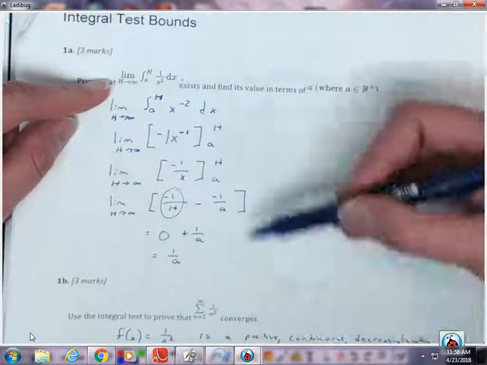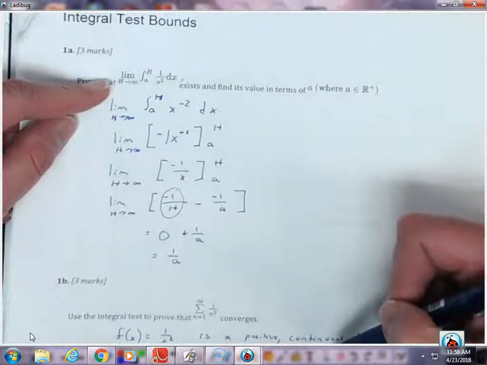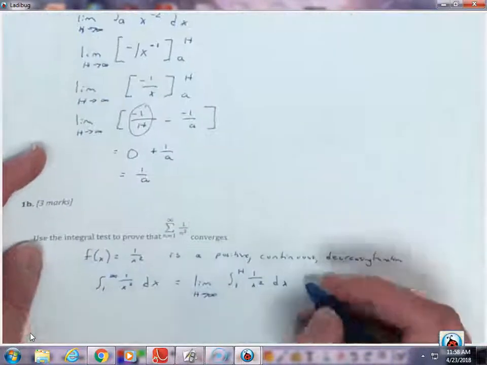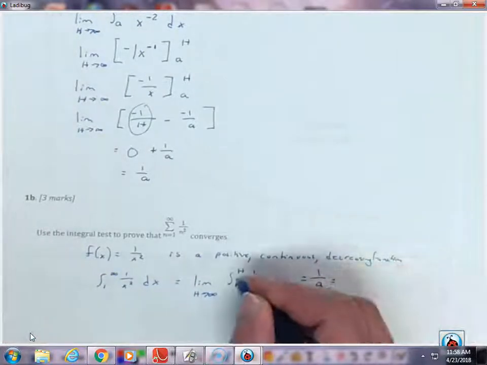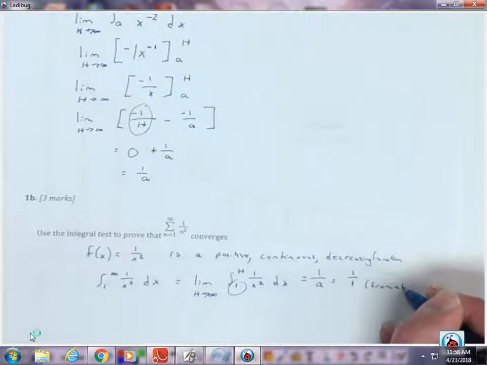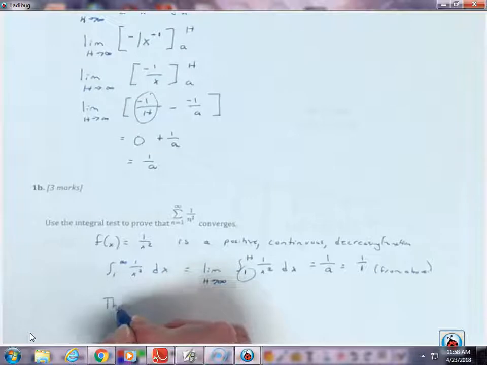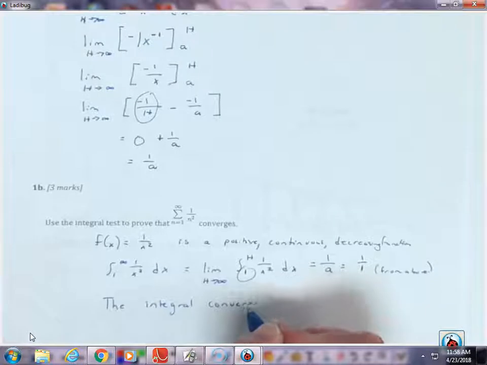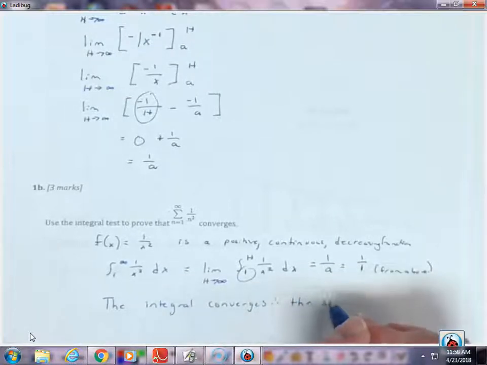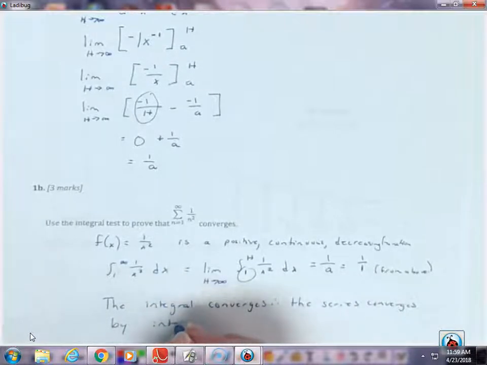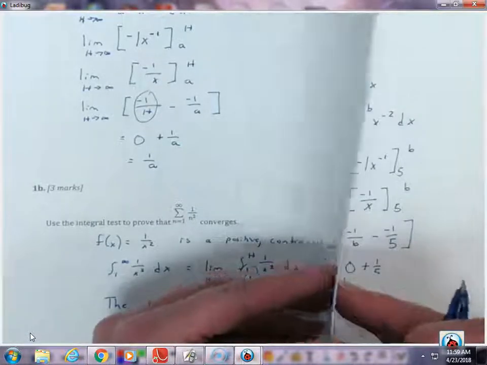Often these problems are connected and we forget. So we could do this all from scratch again, but we proved it's just 1 over a, which was the lower bound here. So this is just 1 over a, which for us is 1 over 1. So that's from above. It doesn't hurt anything if you didn't notice that, but it saves you a little time. The integral converges, therefore the series converges by the integral test. Okay, and so that's that part, but it continues on.